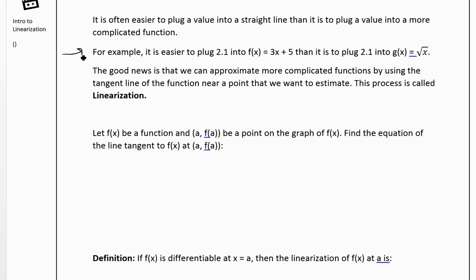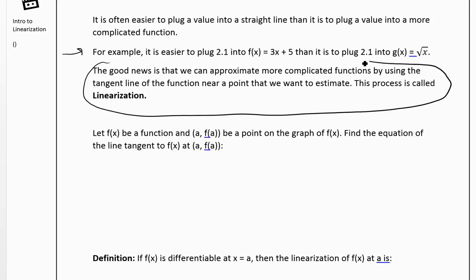Because you could do 3 times 2.1, which we can do, plus 5, than it is to find the square root of 2.1, to plug it into the square root. Why that's important is that we can approximate complicated functions using the tangent line, a straight line. And then we can use that line, plug in values to approximate, to get something close. Okay?